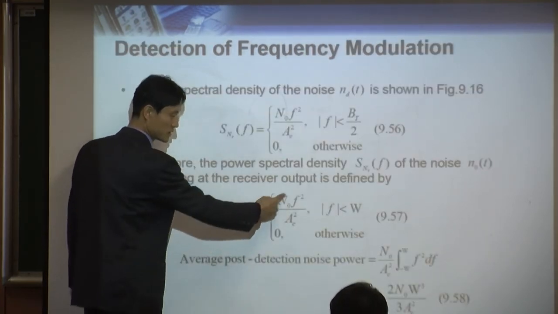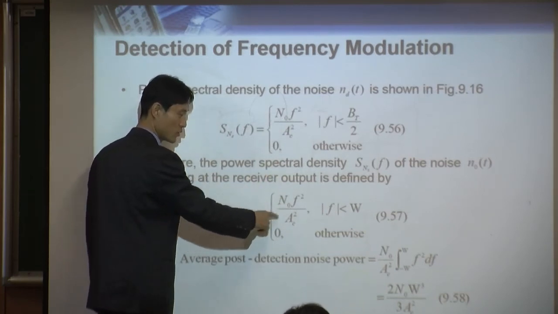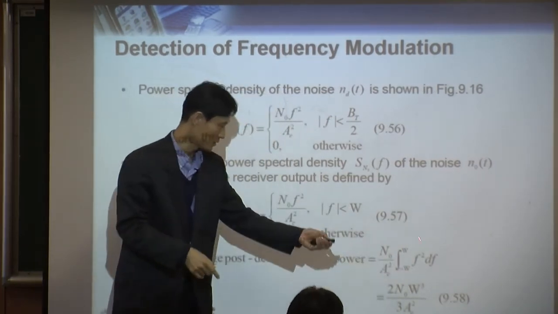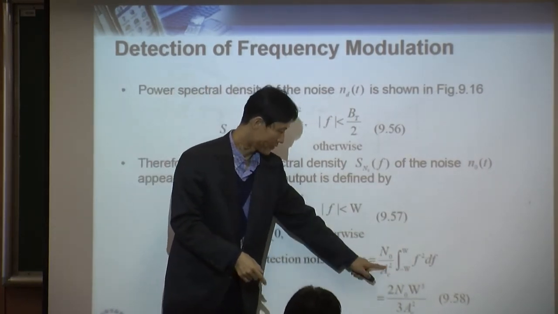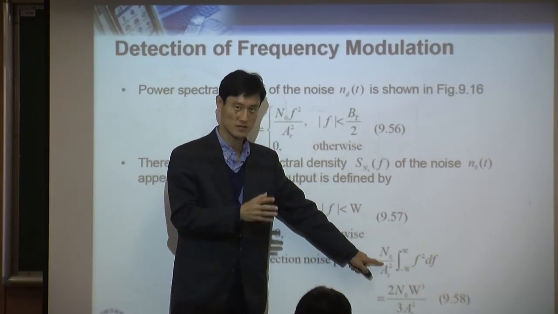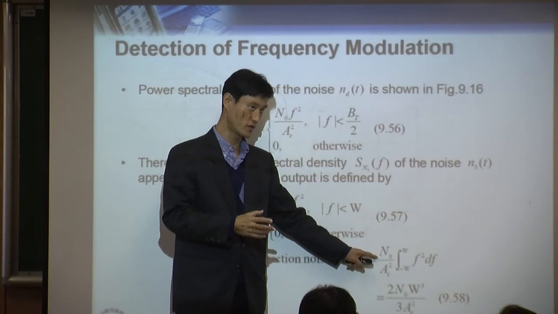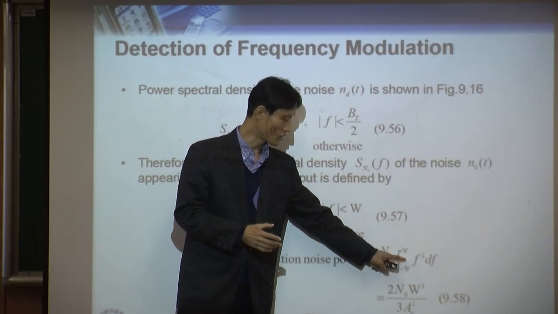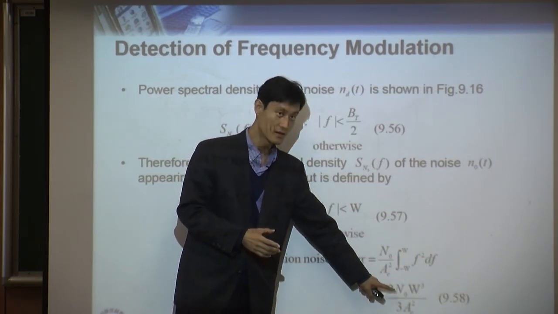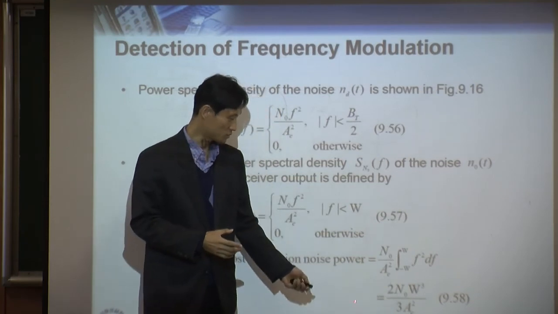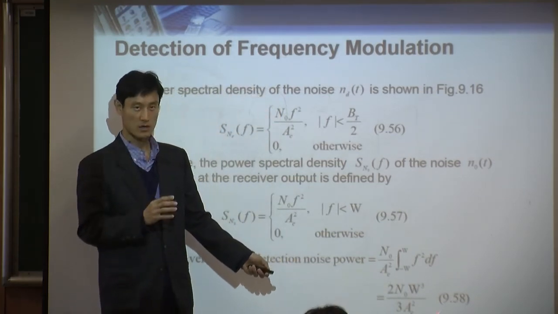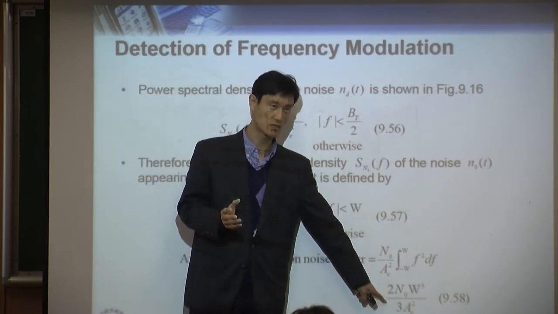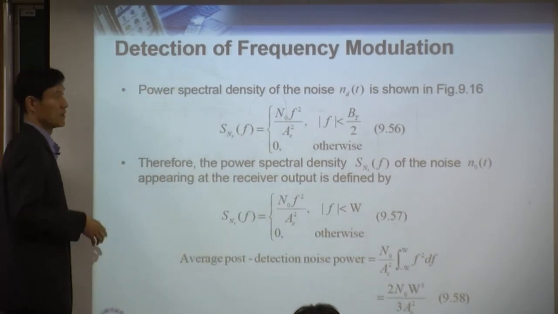So let's go back here. This is the equation. When you do integration of f square, of course with N0 divided by Ac squared, which is simply a constant, you just move it to the front. And integration of f square is going to be one over three f to the power three. So you're going to get this one. This is your noise power. Noise power actually looks pretty different here, but this is the noise power for post-detection.